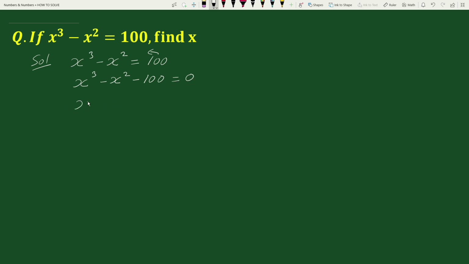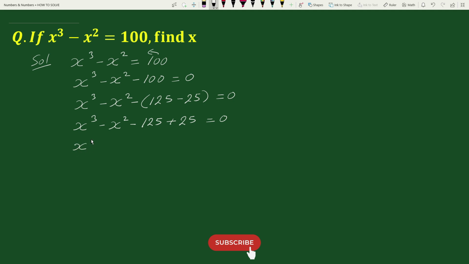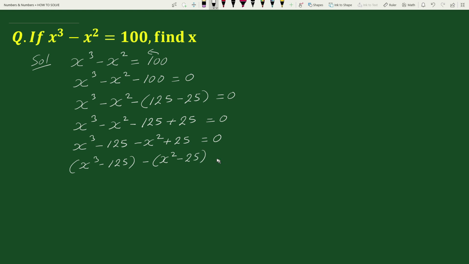This equals x cube minus x square minus 100, which can be written as x cube minus x square minus 125 plus 25 equals 0. After rearranging, we can write this as x cube minus 125 minus x square plus 25 equals 0. This equals x cube minus 125 minus (x square minus 25) equals 0.